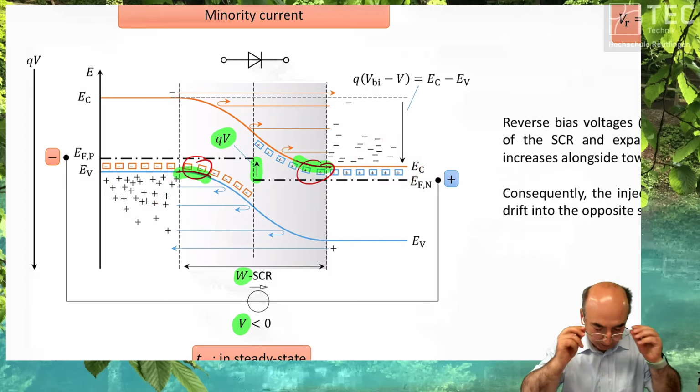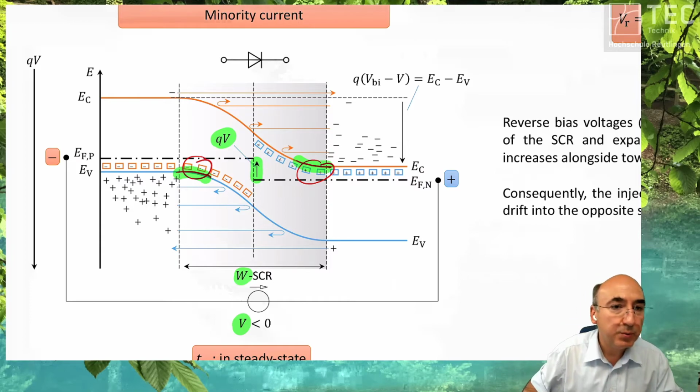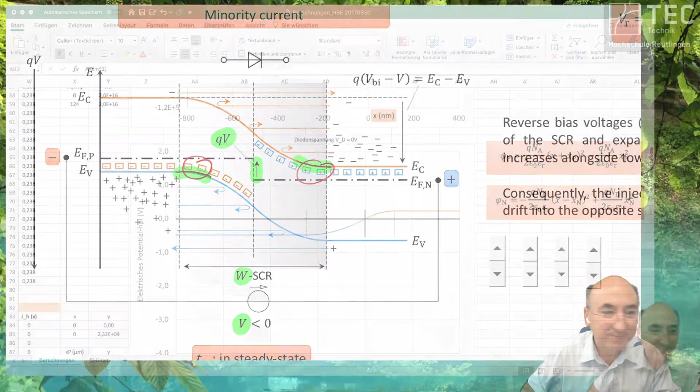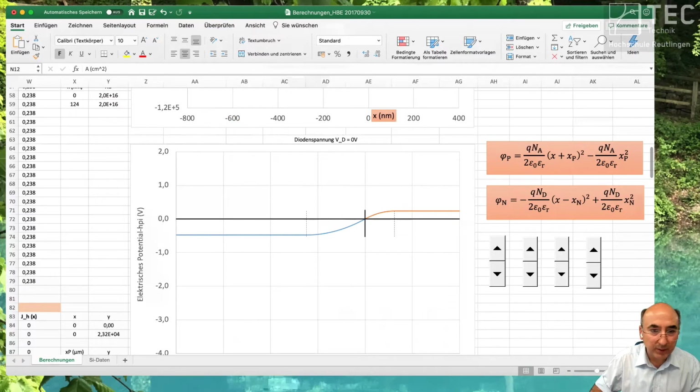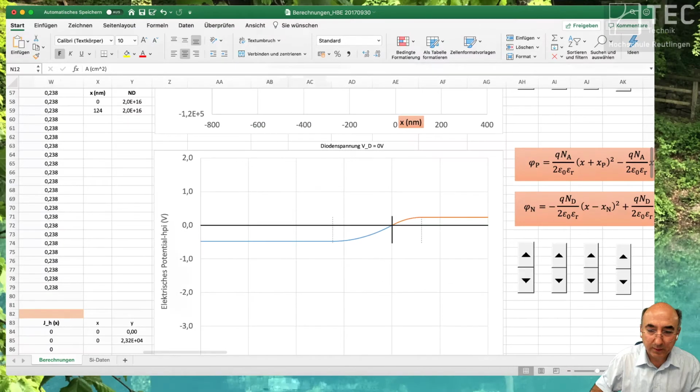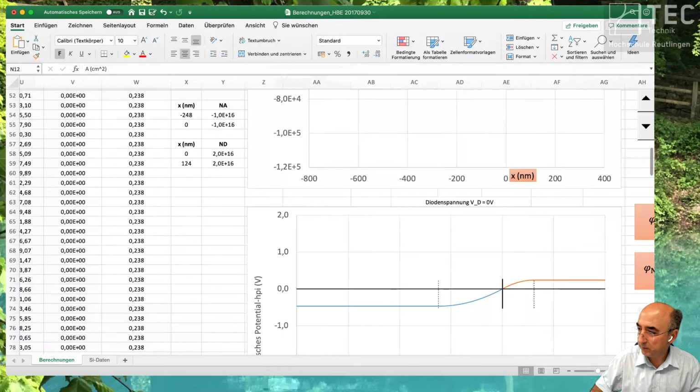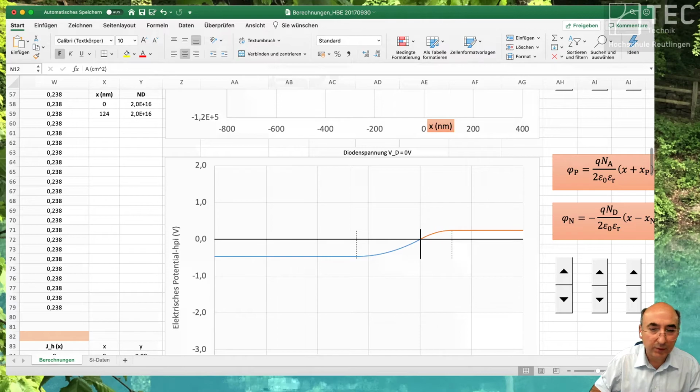Now let's go back to the spreadsheet. Okay, so let's zoom in here a little bit. One more. Okay, that's enough. It takes too long.